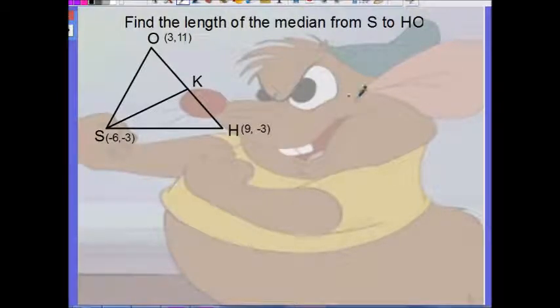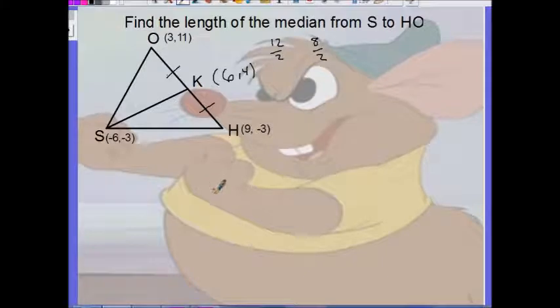So here we go. Let's find the length of the median from S to HO. First and foremost, if it's a median, that means it's going to be meeting at the midpoint. Let's find out what that midpoint is. Add up the x's, 12. Chop it in half, 6. Add up the y's, 8. Chop it in half, 4. So we're looking for the length from S to K.